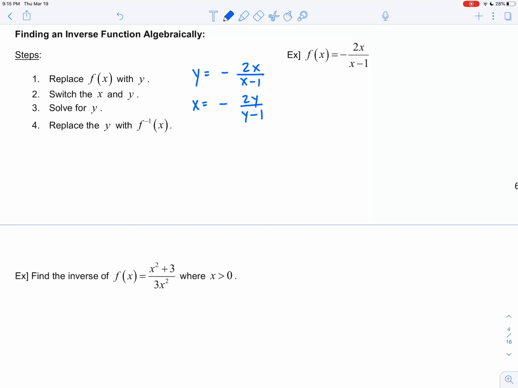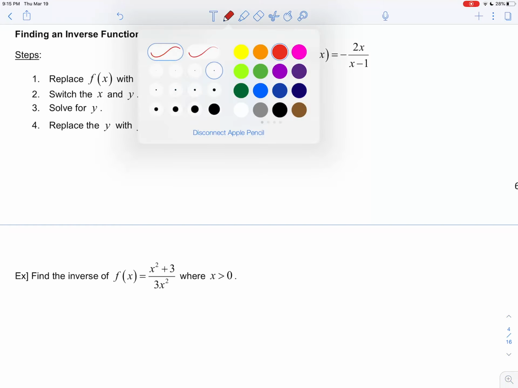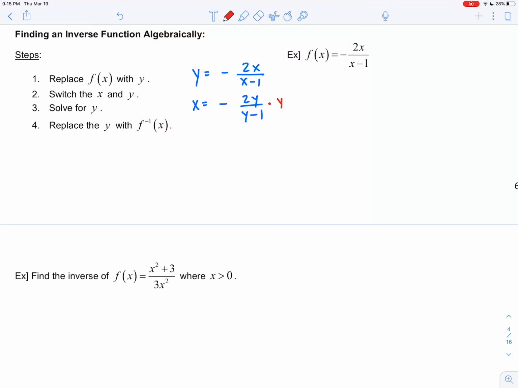You'll notice that there are 2 y's here. We do need to get it down to only being 1 y. So if I'm going to solve this, I first of all want to get rid of the fraction. So I think I'll multiply both sides by y minus 1, just to cancel out that denominator. So I'm going to go ahead and distribute the x over here because I don't want the y to be trapped inside parentheses.